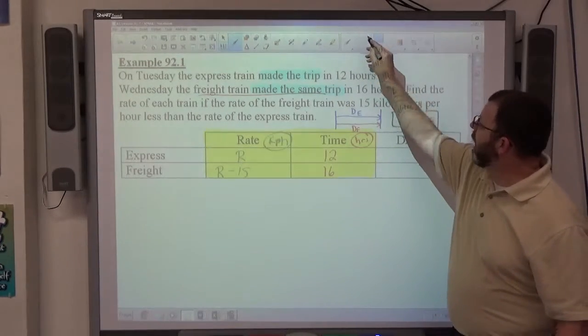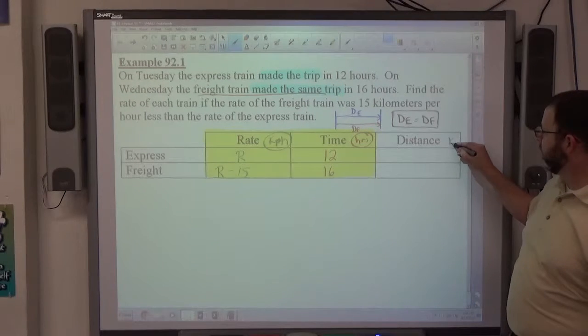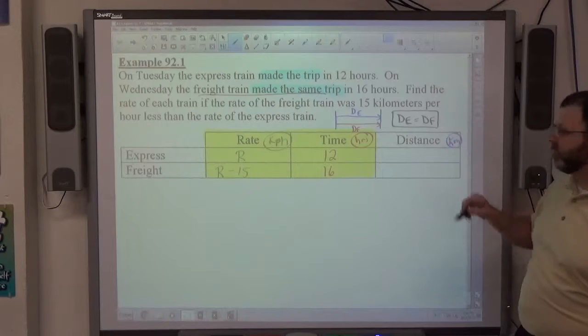And if kilometers per hour is the unit of rate and hours is the unit of time, what's the distance unit? Kilometers, right?